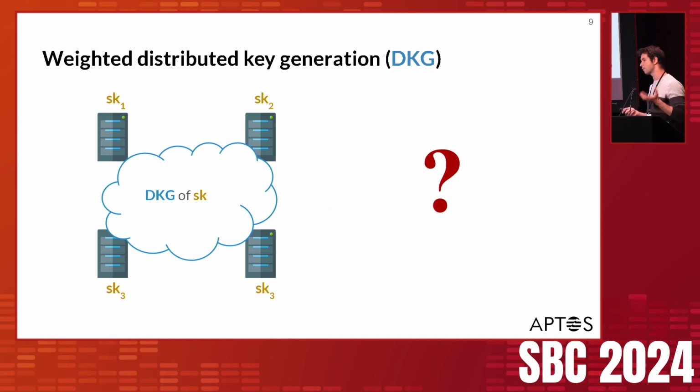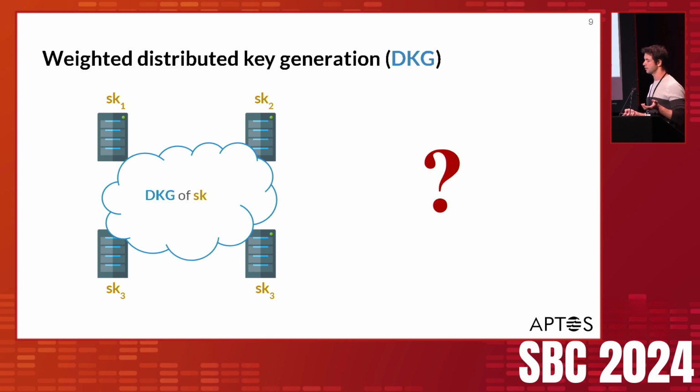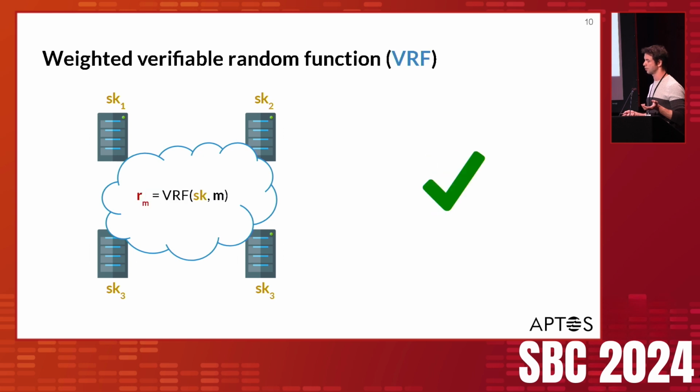And is this enough for randomness? Well, actually, it's not, right? Because what we actually want is we don't just want to have a DKG, but we want to be able to reveal a VRF under the shared secret over the block number M, yeah? So we need a weighted verifiable random function protocol on top of this DKG after it's finished.